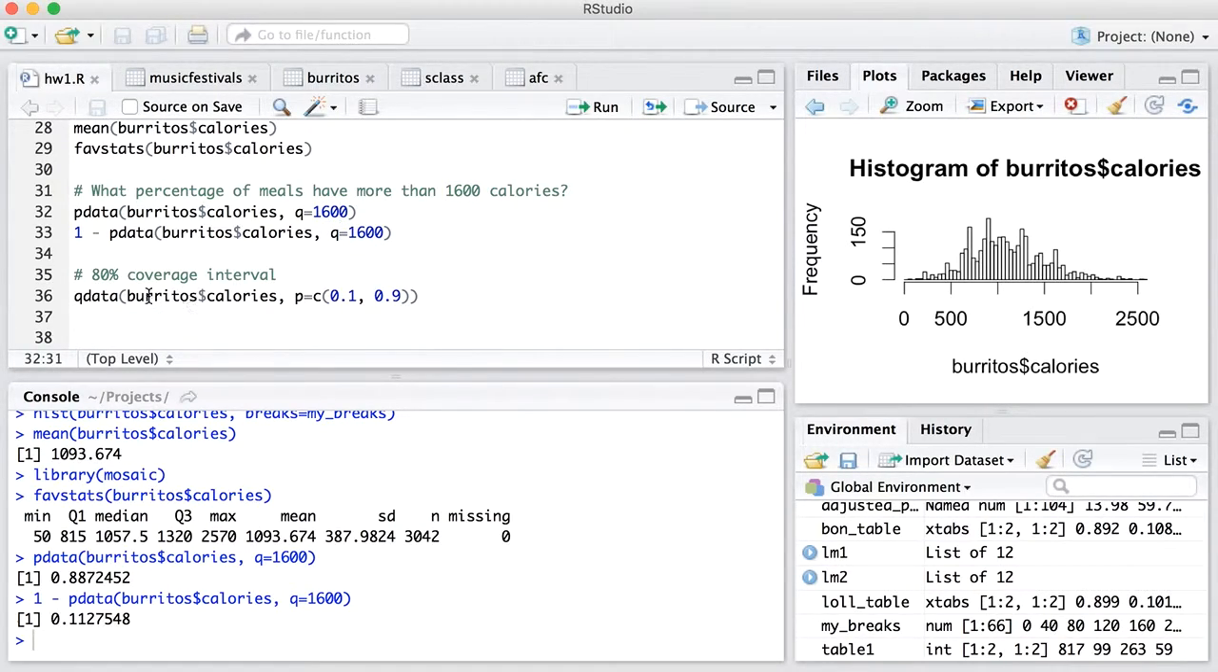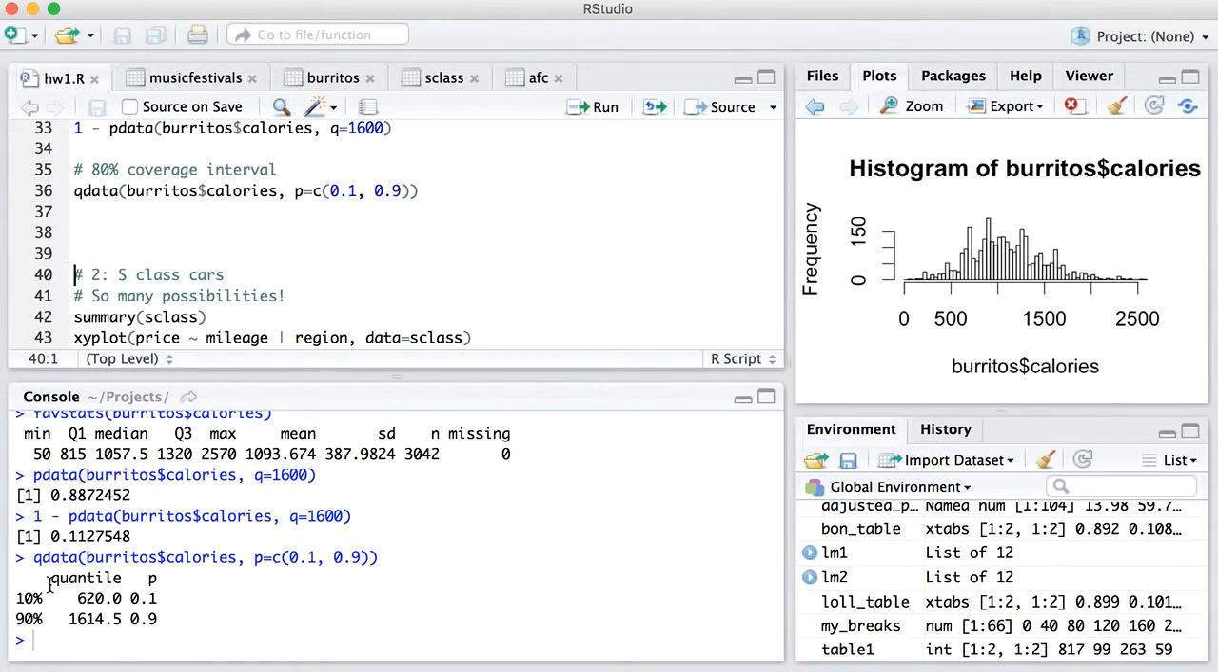We can also go the other way around using the qdata function. This says if we want the 10th and the 90th percentiles of the burrito calorie distribution, we pass those as flags to the qdata function. And this would tell us that the 10th and 90th percentiles are 620 calories and 1,614 calories respectively. Those two numbers would form the endpoints of our 80% coverage interval. Okay, so there's our warm-up.